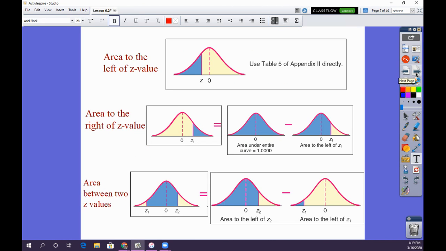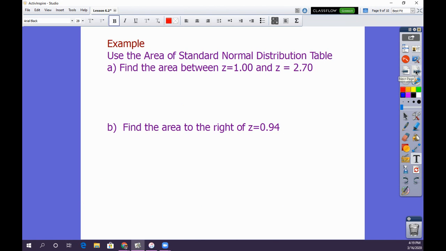So let me show you what I mean. Here's a picture view of that as well, and another picture view. So here we go. Use the standard normal distribution table. So this is our z-table. Find the area between 1 and 2.7. What this is asking us to do is find the probability that z is in between 1 and 2.7. So I would look up the probability of 2.7 and subtract out the probability of 1, because remember, they both go to the left.